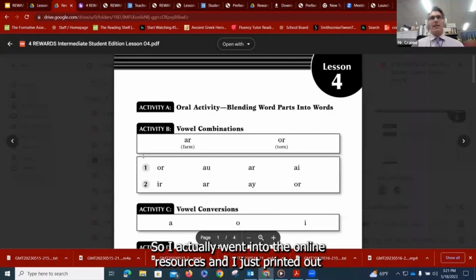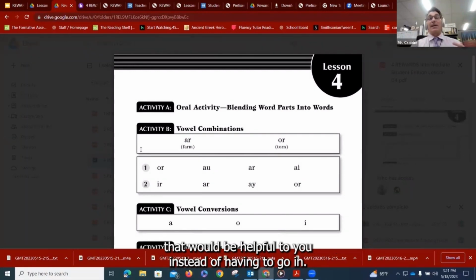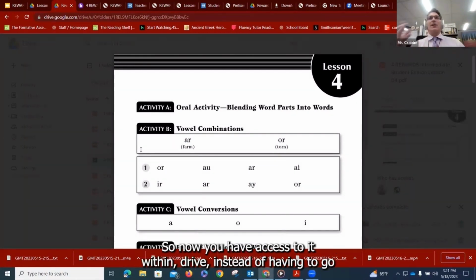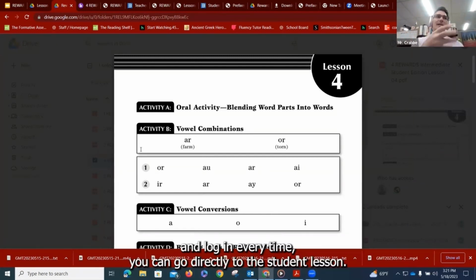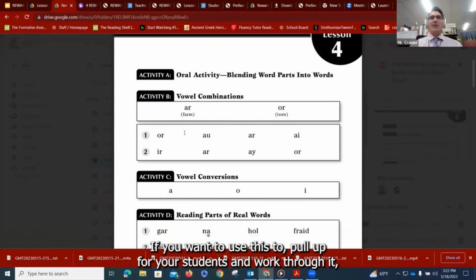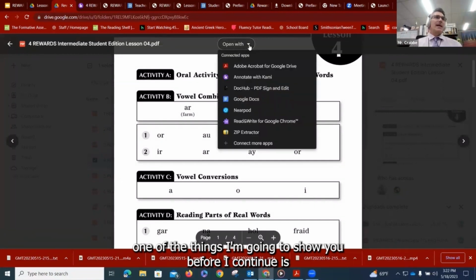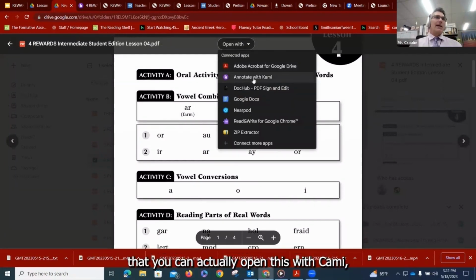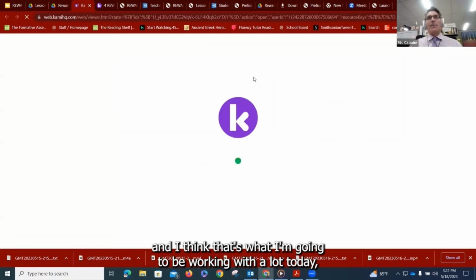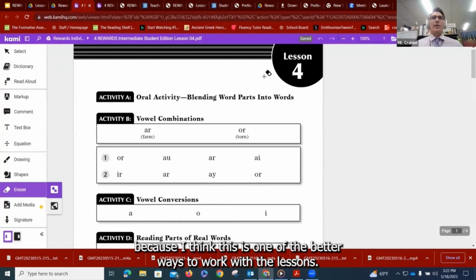So I actually went into the online resources and I printed out every single student copy for you, because I thought that would be helpful instead of having to go in. So now you have access to it within Drive instead of having to log in every time. You can go directly to the student lesson if you want to pull it up for your students and work through it. One of the things I'm going to show you before I continue is that you can actually open this with Kami. And I think that's what I'm going to be working with a lot today, because I think this is one of the better ways to work with the lessons.